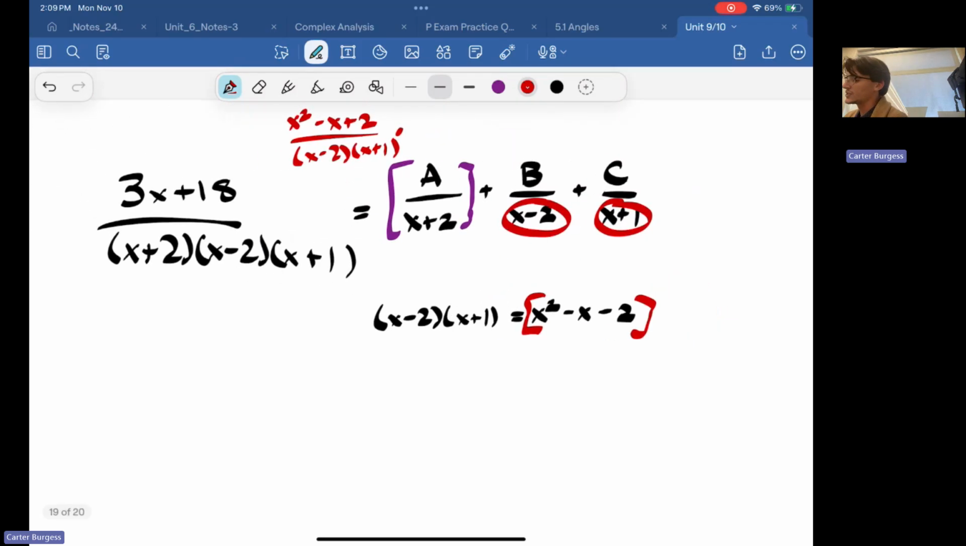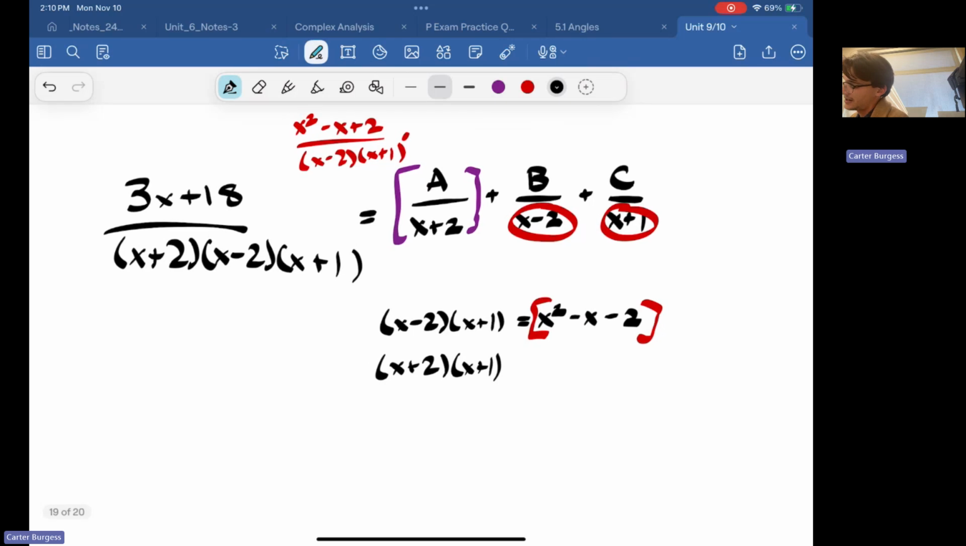What would we have to multiply my middle term by? x minus 2 and x plus 1. So we would need to find that product. And then what would we need to multiply my C term by? x plus 1 and an x minus 2. All right, try to find A, B, and C.